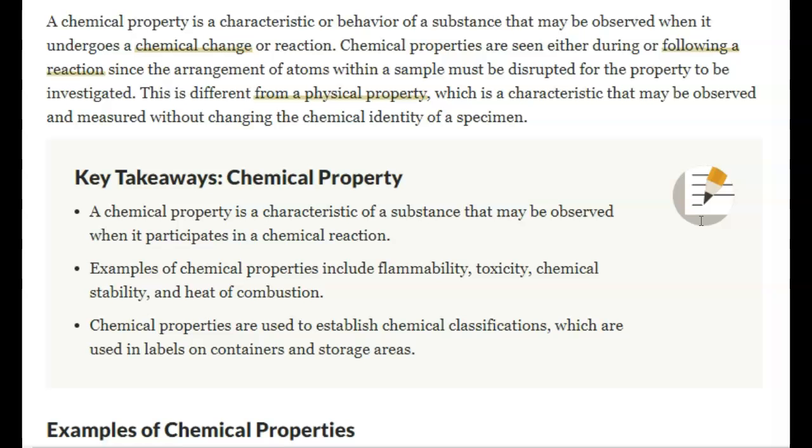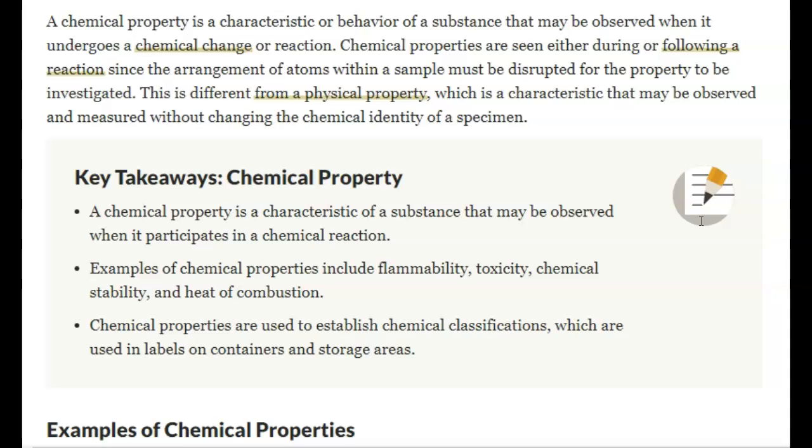So by definition, a chemical property is a characteristic or a behavior of a substance that may be observed when it undergoes a chemical change or a chemical reaction. We'll talk more about that in later videos.